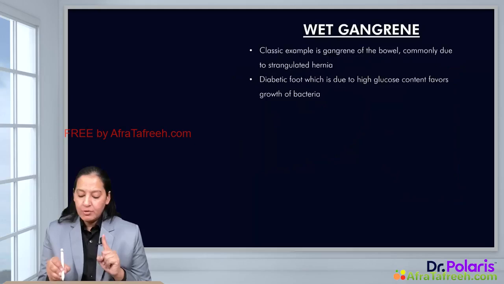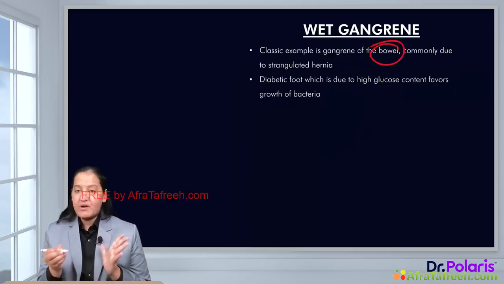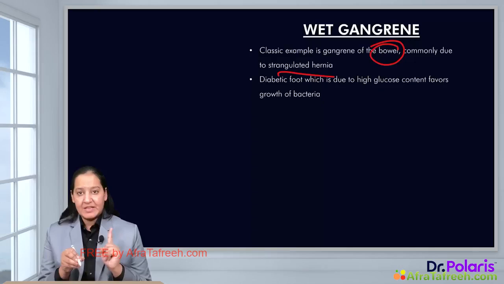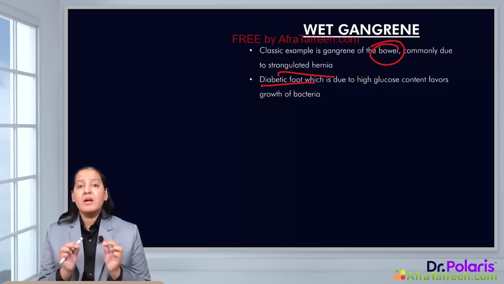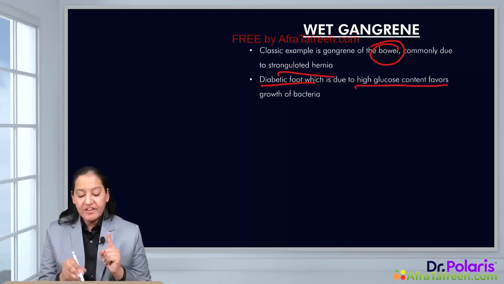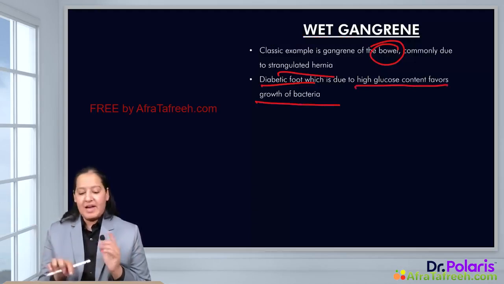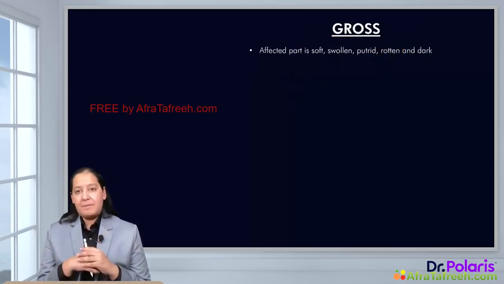Wet gangrene usually occurs in bowel in case of strangulated hernia. That is the best example. The second example is the story which I told you as a case scenario in the beginning, that is diabetic foot. Diabetic foot is an example of wet gangrene because in diabetes, blood contains abundant glucose and glucose attracts bacteria. So high glucose content favors the growth of bacteria. So abundant bacteria cause wet gangrene. So those are the examples of wet gangrene.